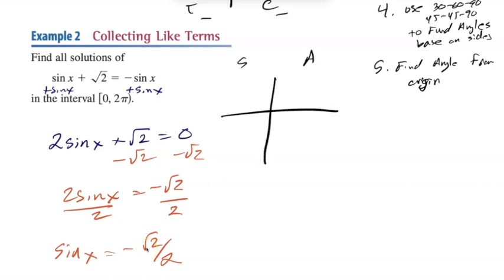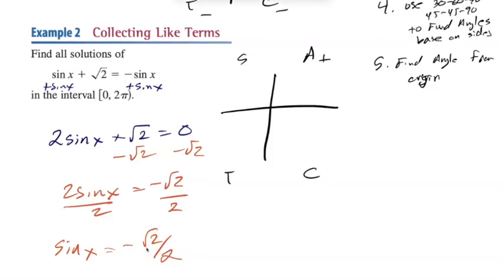All Students Take Calculus. Sine is positive at A and at S, and negative at T and C. We actually have a negative one this time. We're going to do T and C, quadrant 3 and quadrant 4.